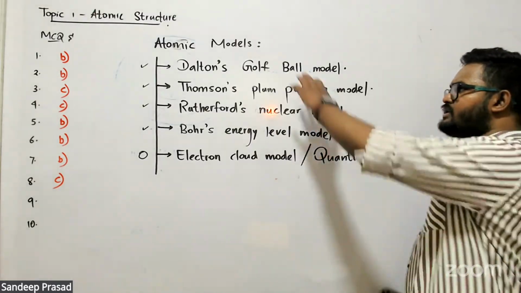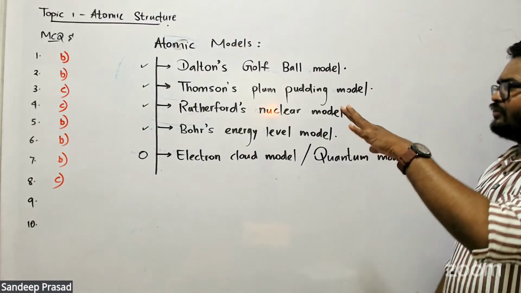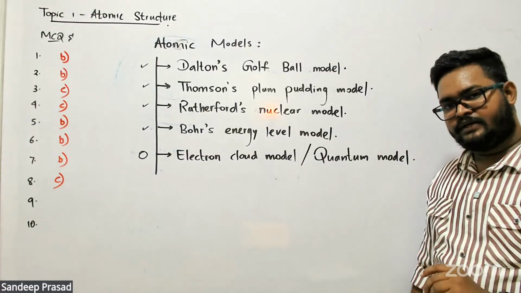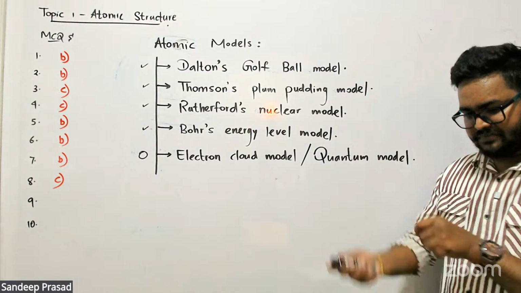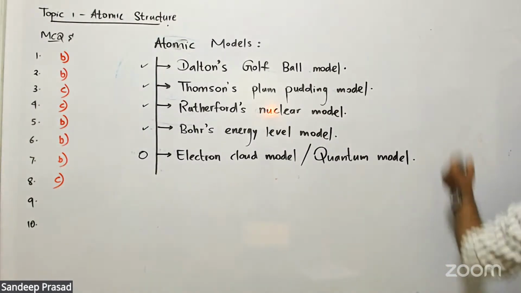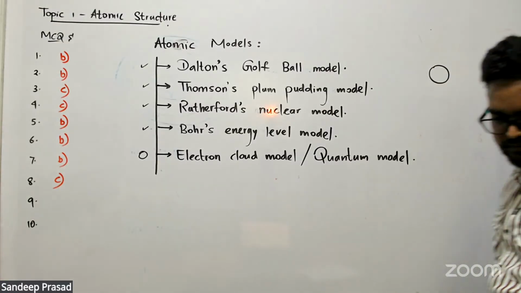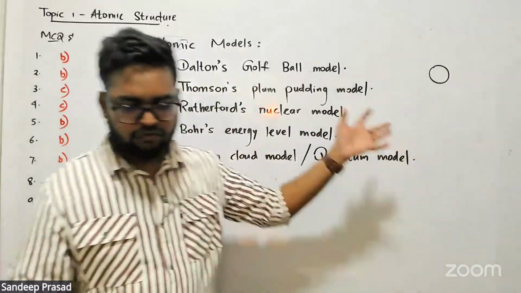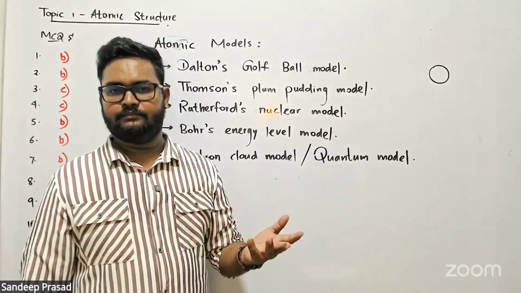The first 2 models are very simple. Remember, Dalton's golf ball model is very ancient. Dalton assumed that atoms look like a golf ball. Some say billiard ball. If I asked Dalton to draw the atom, he could have drawn a circle like this. That's all you know about that. Golf ball. We know that a golf ball is very hard, indivisible, uncuttable.